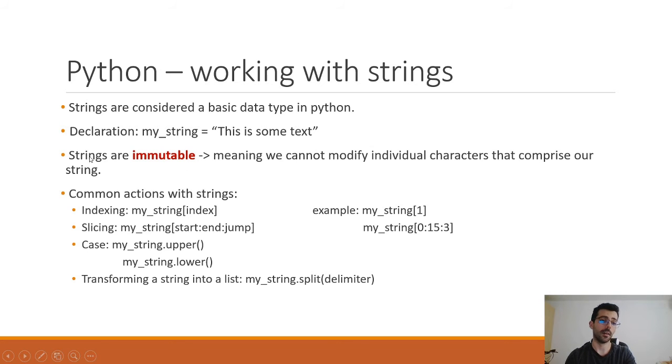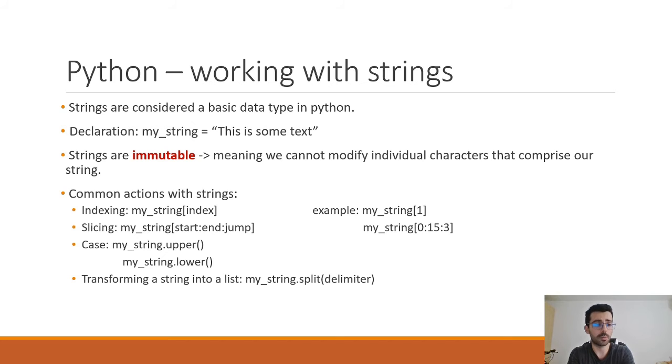And a very important characteristic of strings is that they are immutable, meaning we cannot modify the characters themselves that comprise the string. We can change the string literal that our variable stores. This we can do, but we cannot go into some specific character in a string literal that is stored in our variable and change that specific character. That is something that is not possible. This is what we mean by immutability of strings in Python.